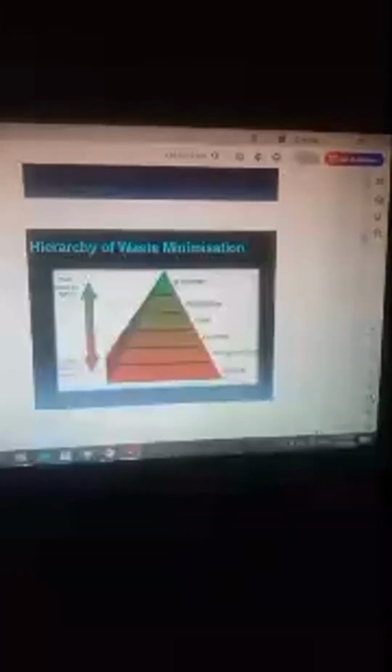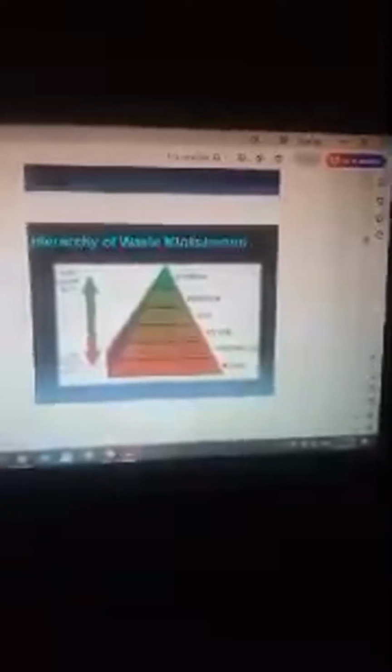Hierarchy of waste minimization, from the most favored option to the least favored option: prevention, minimization, reuse, recycling, energy recovery, and disposal. The most favored option is prevention at the top, and the least favored option is disposal, then energy recovery, recycling, reuse, minimization, and prevention going upward. Right?